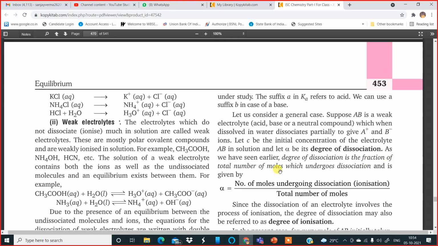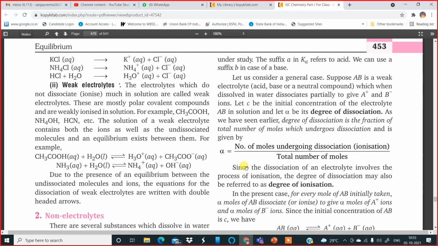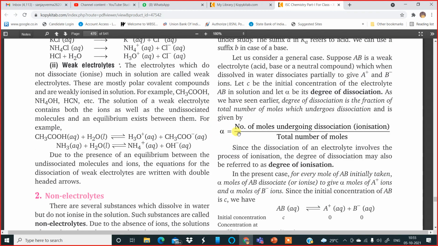fraction of total moles which undergo dissociation and is given by this formula. So better learn this formula. Alpha, the degree of dissociation, is the number of moles actually undergoing dissociation or ionization divided by the total number of moles. So a very, very important formula over here. Now, since the dissociation of an electrolyte involves the process of ionization, the degree of dissociation may also be referred to as degree of ionization. Same thing. Degree of dissociation and degree of ionization mean almost the same thing, and the symbol is alpha.